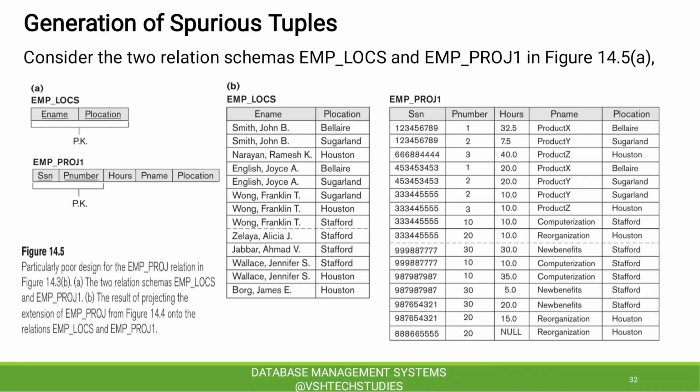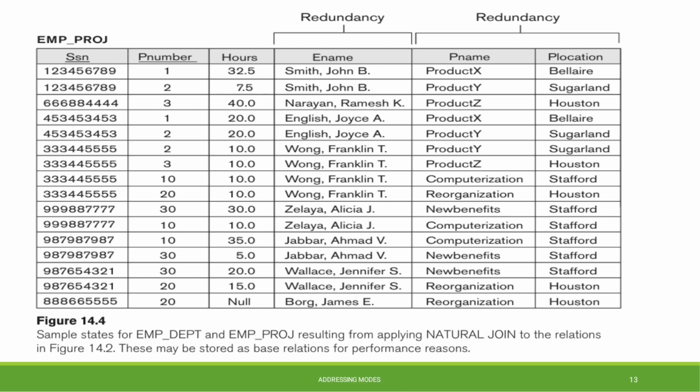Okay. Next observation is with respect to generation of spurious tuples. Spurious tuples means extra tuples in the relation which are meaningless, which do not pertain to that relation. For that, as an example, consider this relation EMP_PROJ. It has the attributes SSN, P number, hours, E name, P name and P location. And these are the values which are stored in this relation.